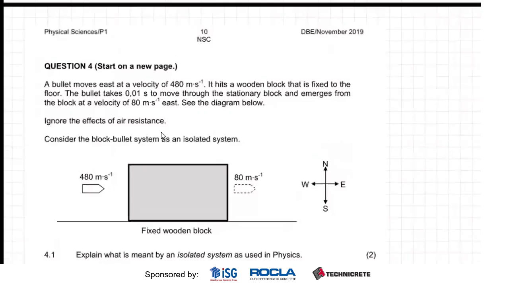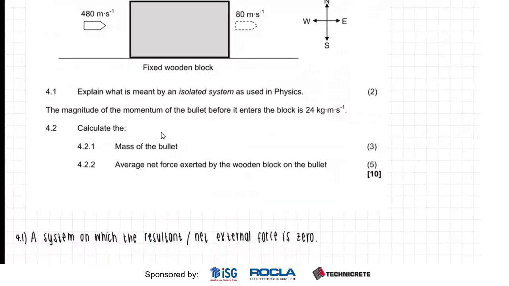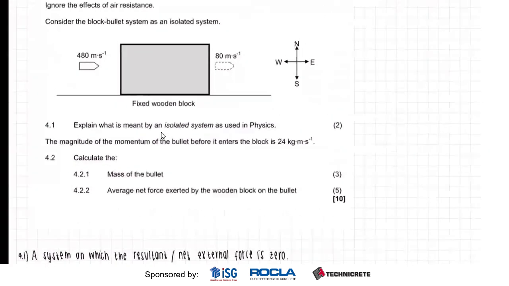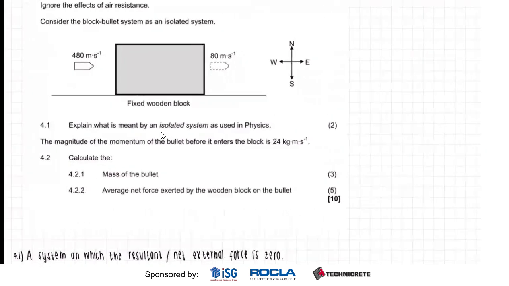First they ask us to explain what is meant by an isolated system as used in physics, because they said that this block bullet system is an isolated system. So what does that mean? This is learning now. The answer is: an isolated system is a system on which the resultant or net external force is zero. So the net force on the system is zero. That's a learning question. So nothing else acts on it. The net force is zero.